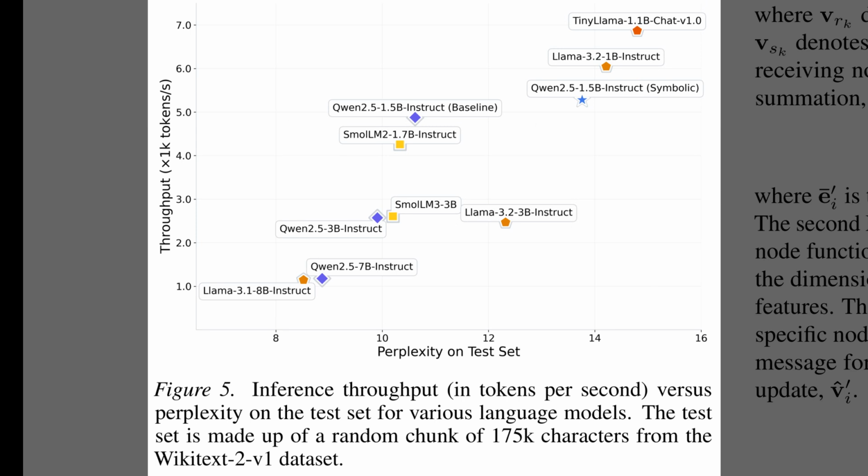So, Figure 5 places that trade-off into context by plotting throughput against perplexity. The vertical axis shows speed in thousands of tokens per second, while the horizontal axis tracks the error rate. If you look at the purple diamond, that is the baseline Qwen 2.5 model. Now compare it to the blue star representing the symbolic version. Although it shifts right due to higher perplexity, it also moves up, reflecting that 8% speed boost. Importantly, it lands right next to Llama 3.2, showing that it stays competitive on the efficiency frontier.